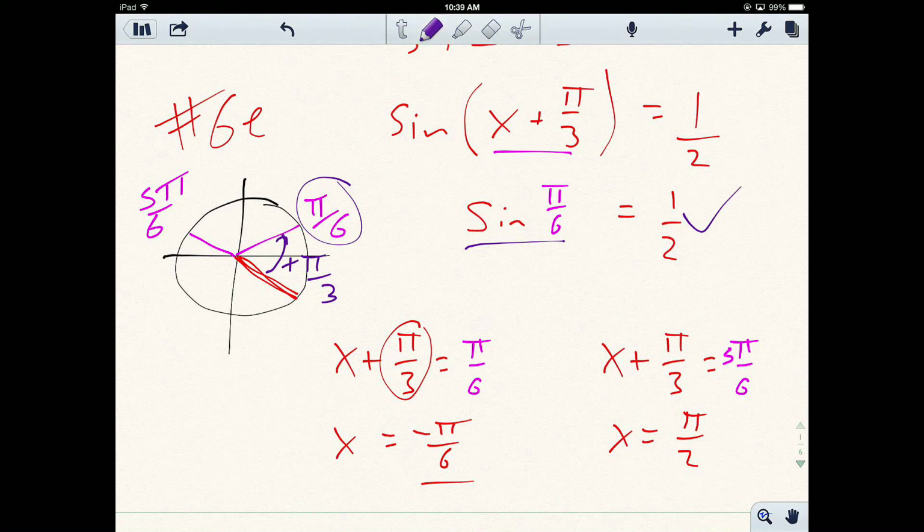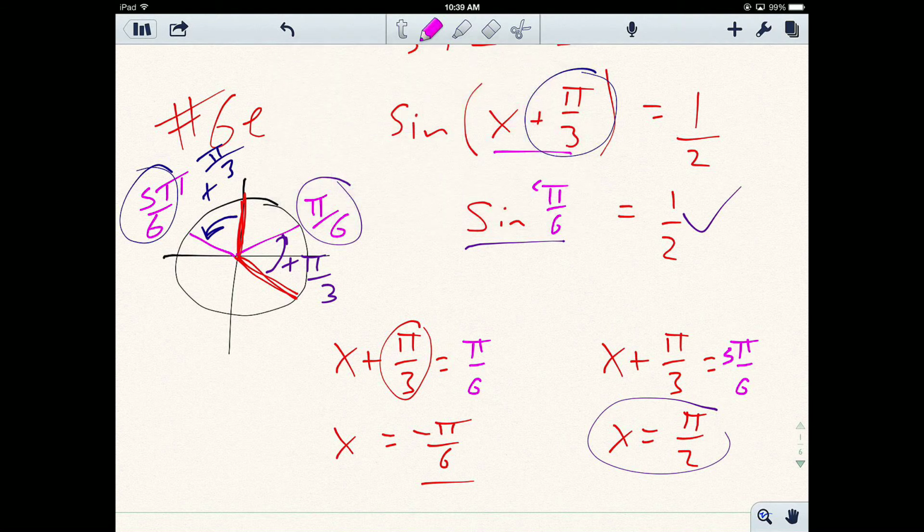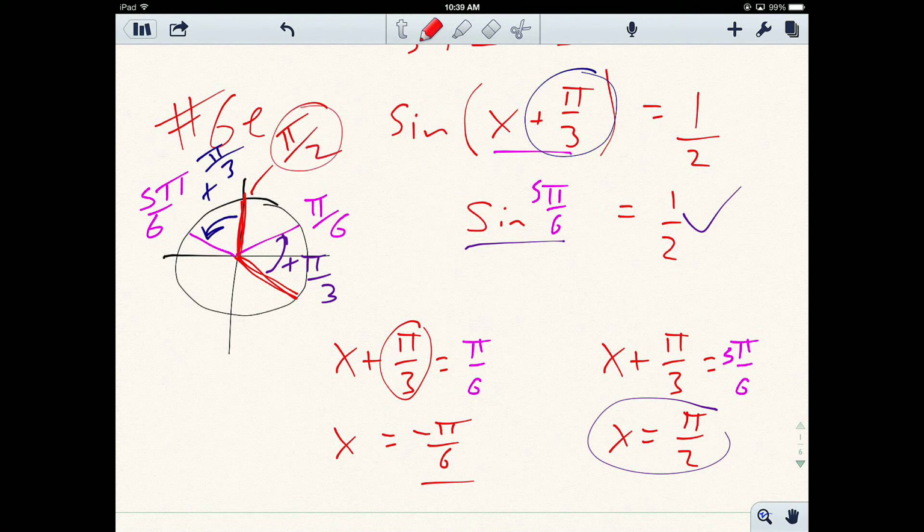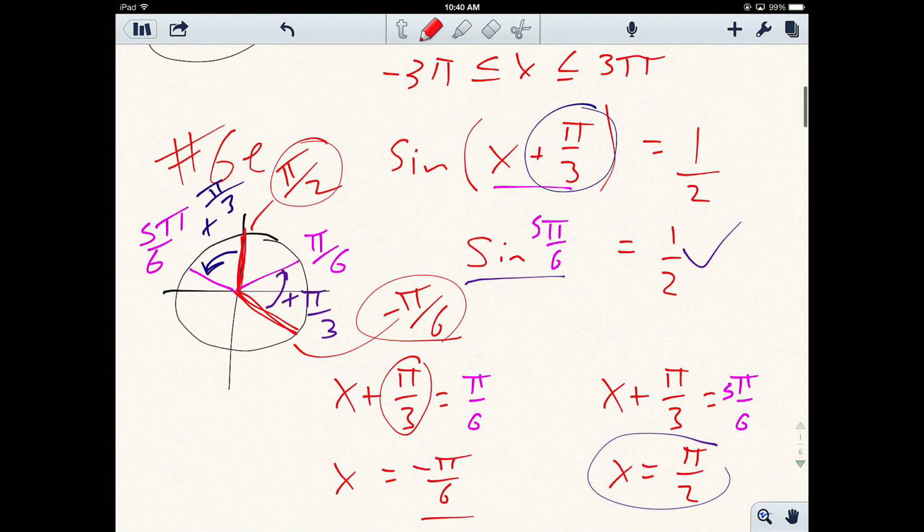And then same thing over here. If we take this at pi halves and we add pi thirds to it, you should get to a site where the sine of this is a half. And so these are two solutions: one's here at pi halves, and the other's here at negative pi sixths. Cool.